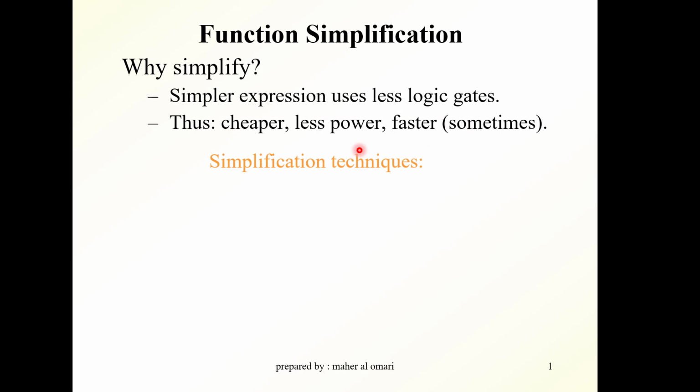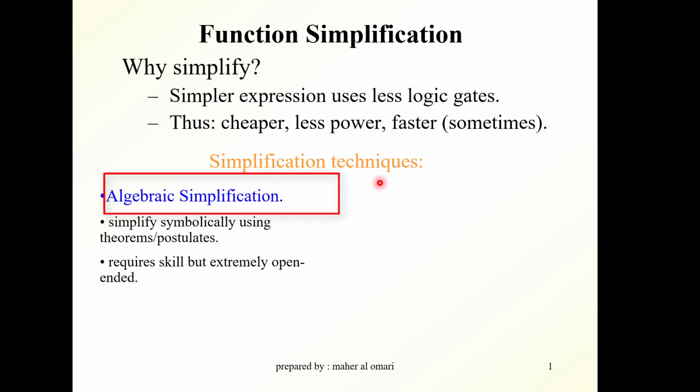Okay, simplification techniques. There are two simplification techniques. First of all, we have algebraic simplification. By using the theorems and the postulates, the theories that we know already, we play with the function to get the simplest form of the function. This, of course, requires skill on your part. You have to know the postulates and the theorems, and know how to use them. But this is an open-ended technique, meaning that there are no restrictions on the domain of the function. Whether it's 4 variables, 5 variables, or 6 variables, there are no limitations.